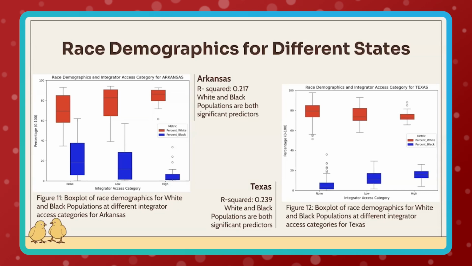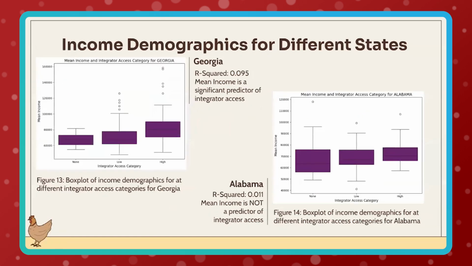These contrasting results reflect regional differences, highlighting the need to consider state-specific factors like corporate policies and infrastructure when addressing access disparities. This analysis explores how mean income correlates with integrator accessibility in large poultry farming states, and we will look into analysis for both Alabama and Georgia.